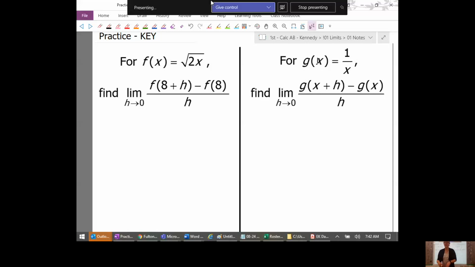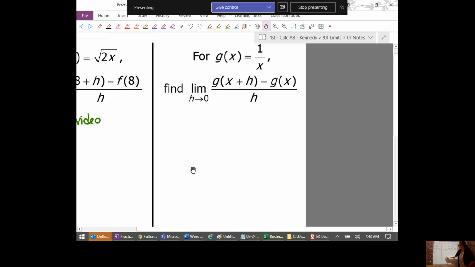Hello. The example on the left is in a separate video. The setup for both of these is pretty similar, and then the algebra for actually evaluating the limit or finding your final answer, that algebraic process becomes different.